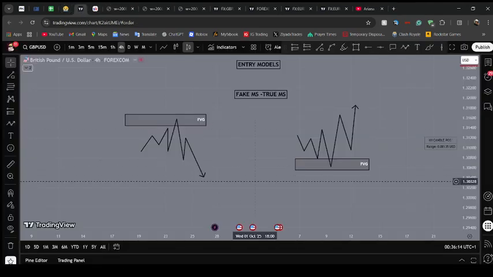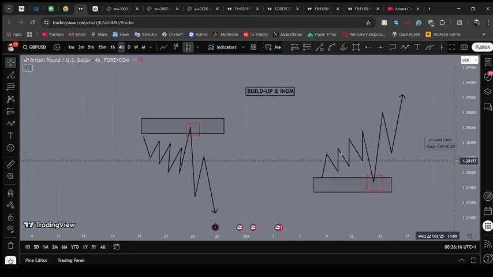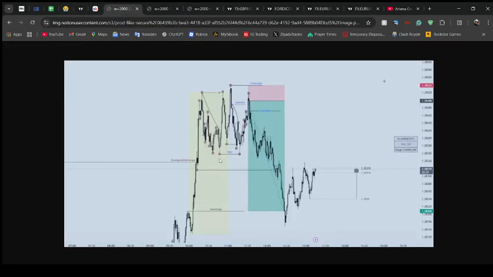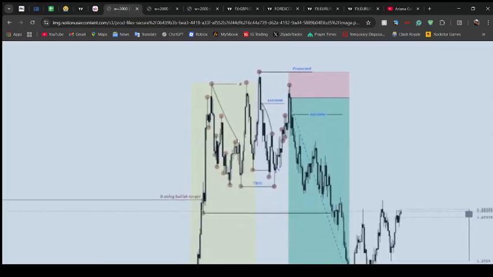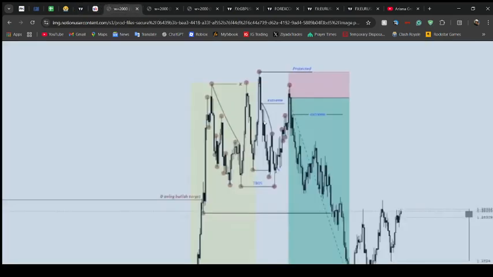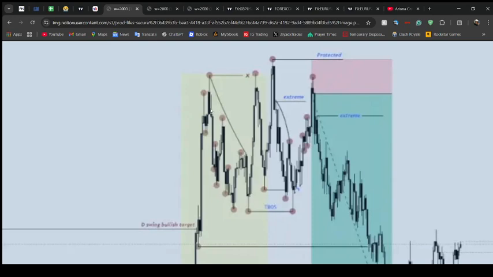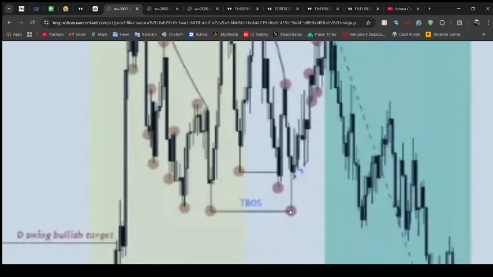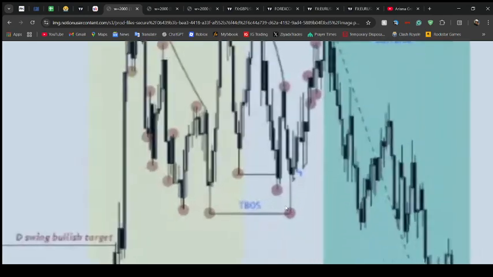The second entry model is this one. Build up and then inducement. This one does look a bit weird, but it's the same as this image. It looks a bit weird because it's on the 1 minute timeframe. Basically, as you can see, it built up liquidity below, and then induced the high one more time from here, and then it broke structure with this tiny candle wick over here. And that's how you can see why it broke.